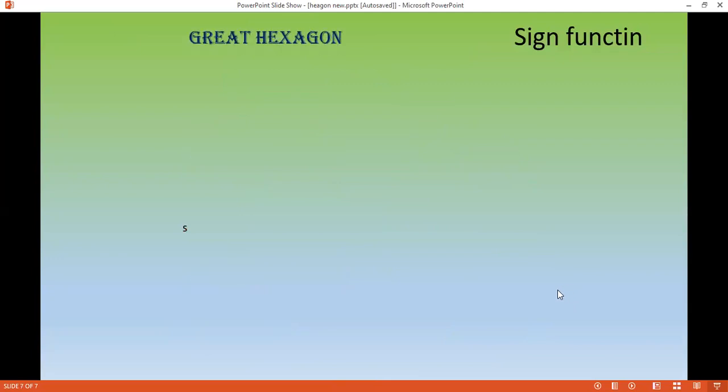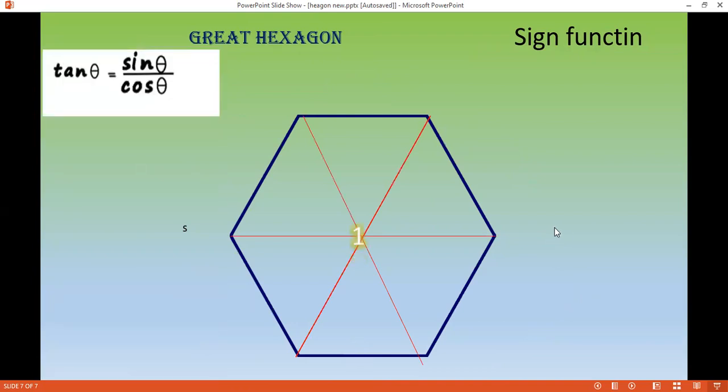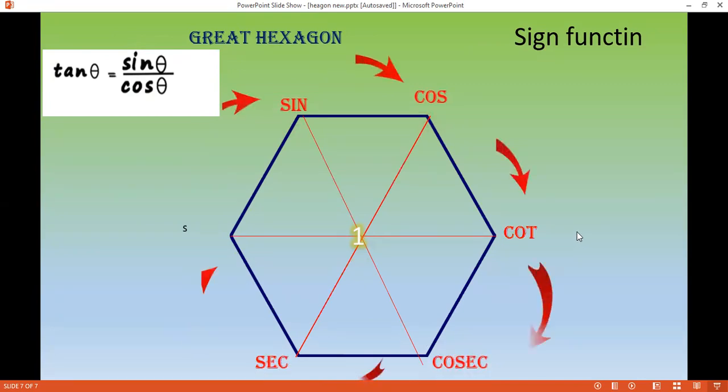Let us move to the next, the sign functions. In order to draw them directly, we are going to set up our hexagon. I am making my hexagon very fast because we know we are drawing diagonals and we know the great formula, tan theta is equal to sin theta upon cos theta. We mark sine, cos, tan, cosec and sec, and set up our main hexagon. Now observe the signs here.